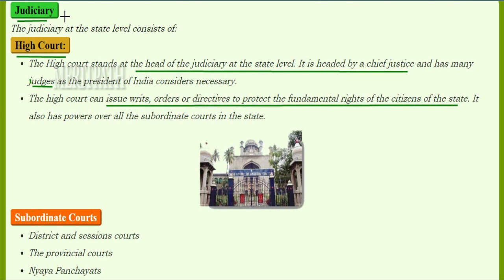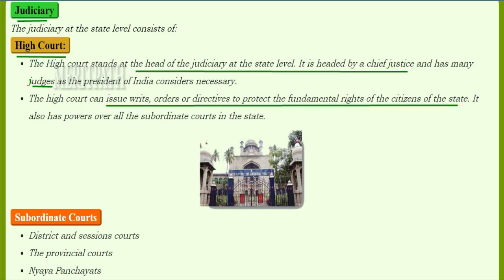Next is the judiciary. Judiciary at the state level consists of the High Court. High Court is the head of the judiciary at the state level, and the head of the High Court is the Chief Justice, and also there are many judges in the High Court. They are appointed by the President of India. What are the powers of the High Court? They can issue writs, orders, directives and protect the fundamental rights of the citizens of the state, and it also has power over the overall subordinate courts of the state. So on the district courts of the state also this High Court has the power.